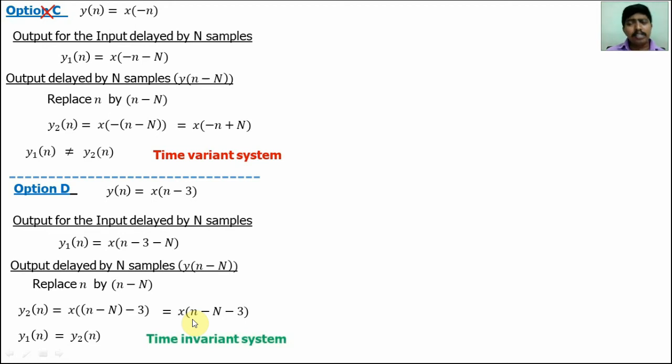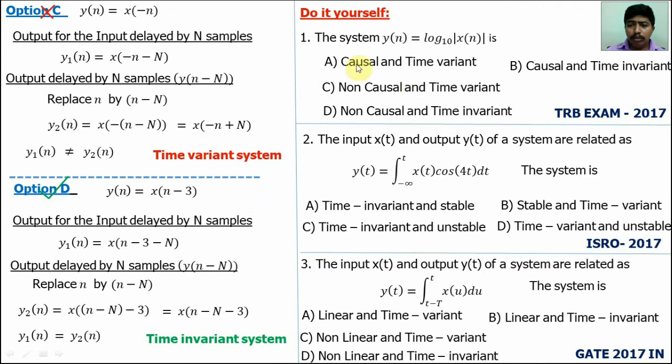Now I will list old TRB and GATE questions. Try to solve these questions. After solving these questions, comment your answers. This will be helpful for others. If you have any doubts in these concepts, just post your doubts in our WhatsApp group. The first question was asked in the TRB exam 2017. The second question was asked in the ISRO 2017 examinations. The third question was asked in the GATE 2017 Instrumentation Engineering paper.